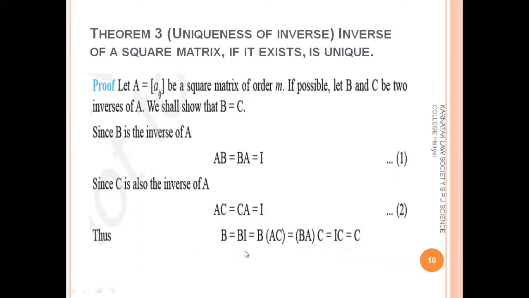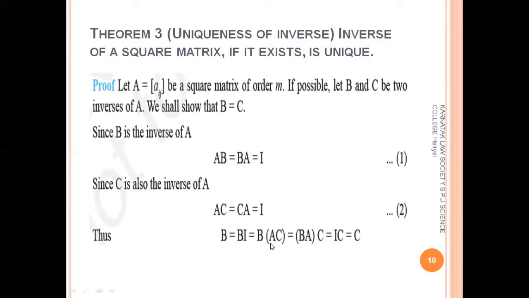I will take only B. That B I can write as BI, because if you multiply any matrix with I, you will get the original matrix only. B is equal to BI. But in place of I, can I write AC? Because it is given that AC = CA = I. That's why in place of I, I will write AC.